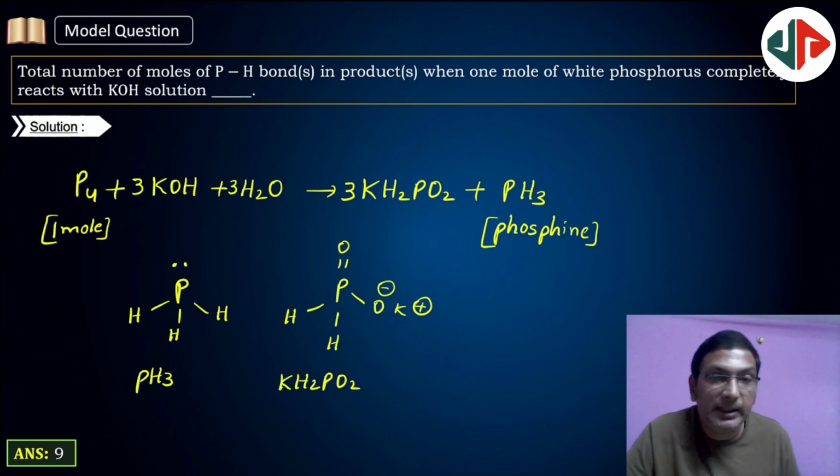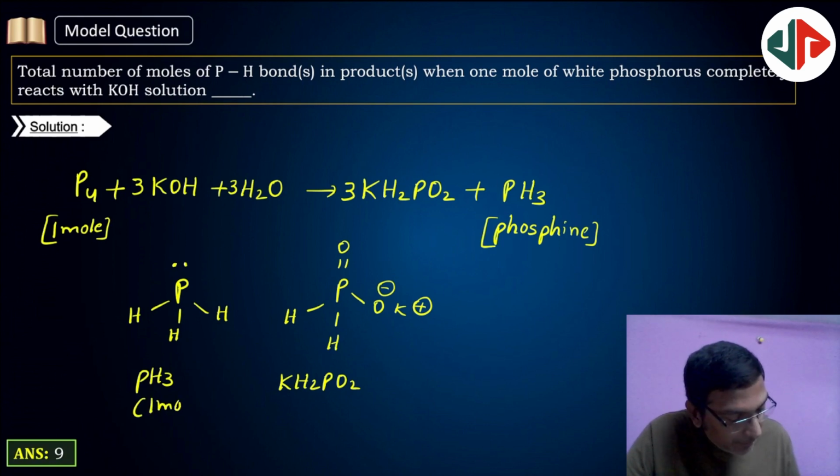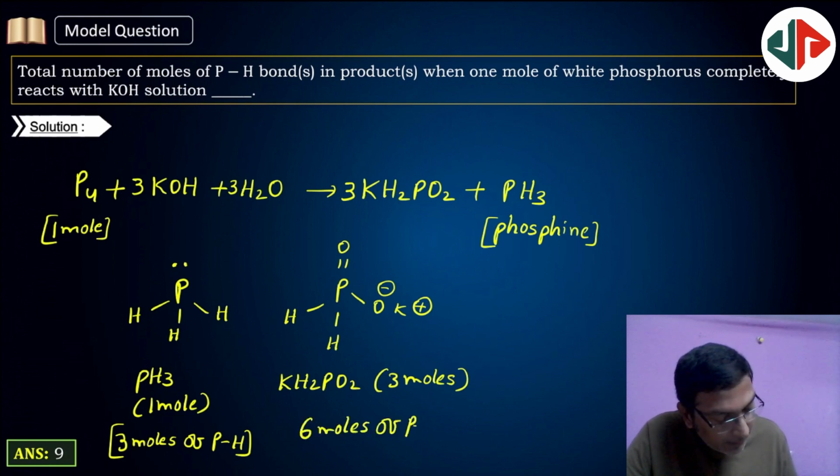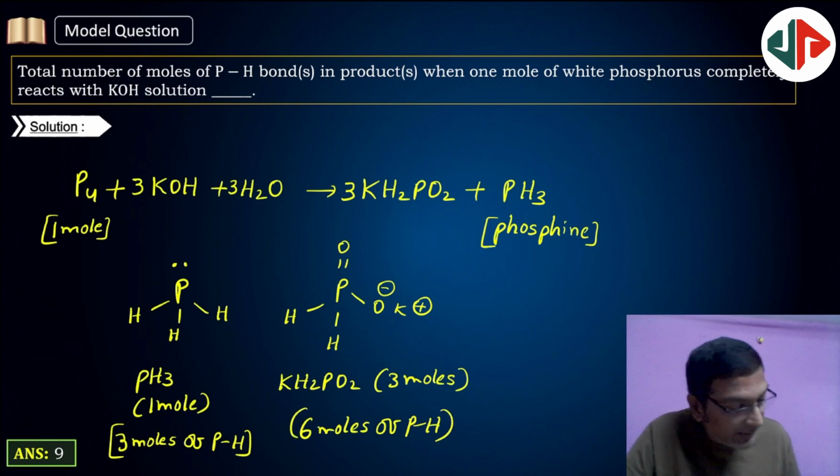H2PO2. Now check, 1 mole of P4 white phosphorus can release, so here 3 moles it is producing. Here PH3, 1 mole is produced. 1 mole means 3 moles. 3 moles of PH bonds. Next here 3 moles. So 1 mole contains 2 PH bonds. Therefore 3 moles means 6 moles of PH bonds. Therefore total 3 plus 6, 9. 9 is the answer.